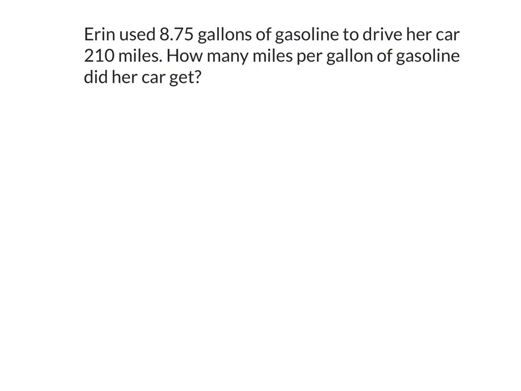Sometimes we may need to write zeros in the dividend so we can complete division of a whole number or decimal by another decimal. So let's take a look at this by looking at today's problem. Aaron used 8.75 gallons of gasoline to drive her car 210 miles. How many miles per gallon of gasoline did her car get?